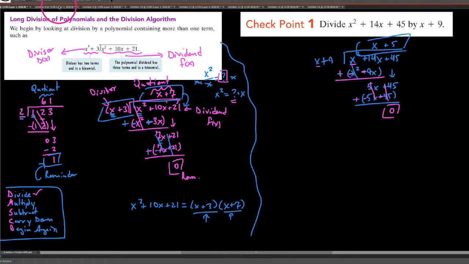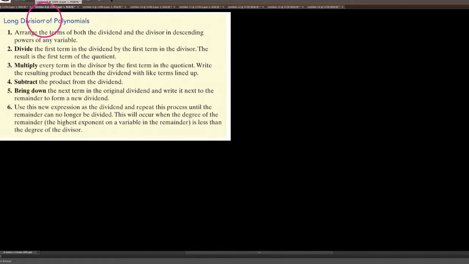Okay. So as we go forward, we're going to put this to use, but this table essentially lays out this long division process here. So we're going to arrange the terms of both the dividend and divisor in descending powers by variable. We're going to make sure that they're written in standard form. Number 2 says divide the first term of the dividend by the first term of the divisor, which is what we did, but it says the result is the first term of the quotient.